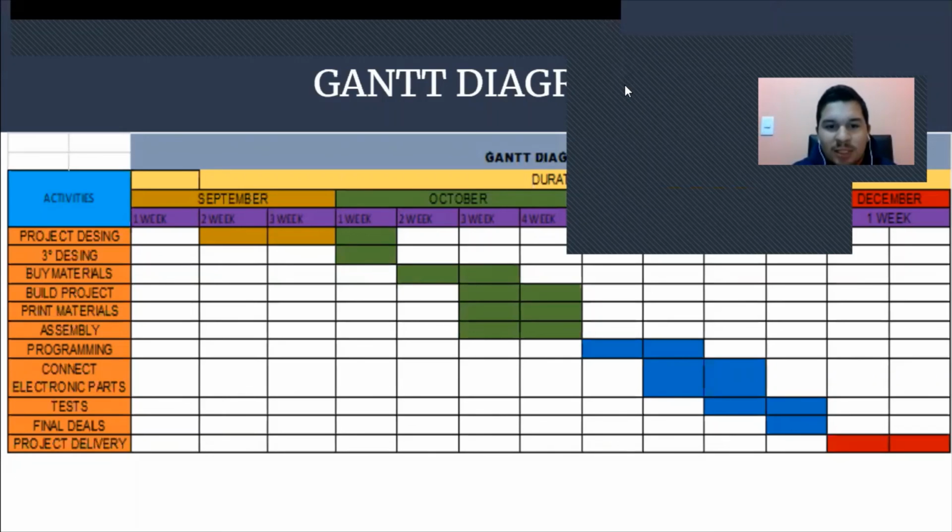3D printing some materials that will be necessary for our project, and finally finishing building and assembling. In November, in the first and second week, the Arduino programming will begin. In the second and third week, the electronic components of the project will be connected. In the third and fourth week, the tests and final details of the project will be carried out. And finally, in December, the delivery and presentation of the project will be made.